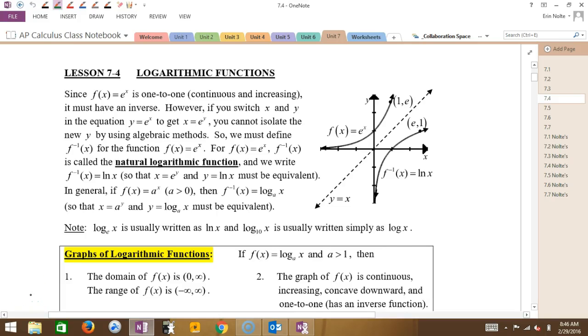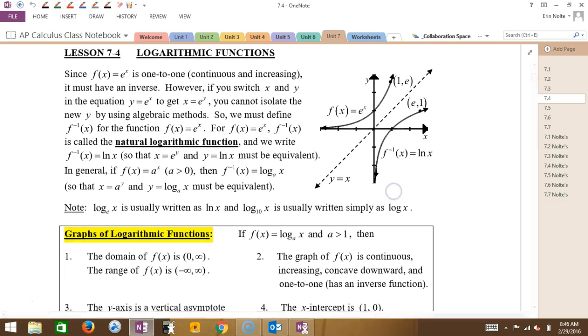You learned everything in this section in Algebra 2 and in Pre-Calculus, so you've seen this twice already. Okay? I hope so. All right, so we start with basically the graph of the natural log.